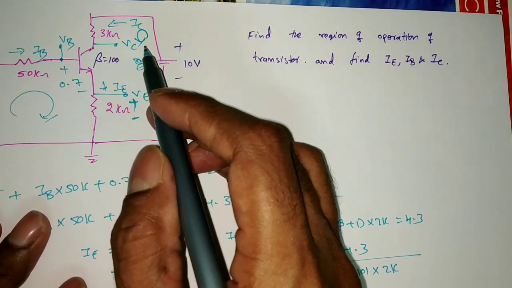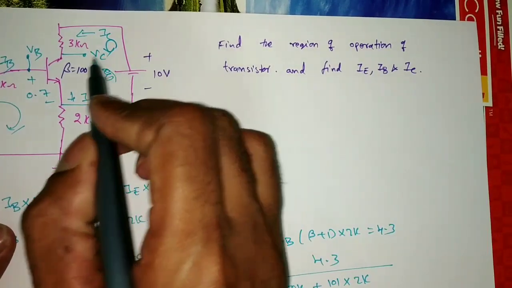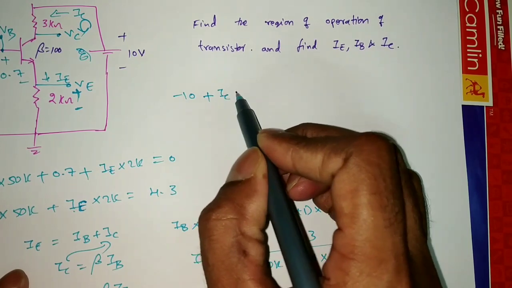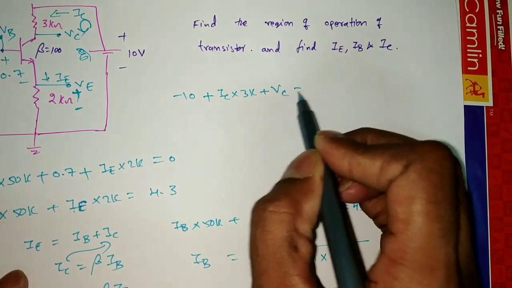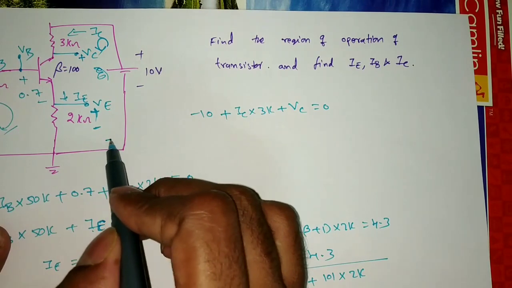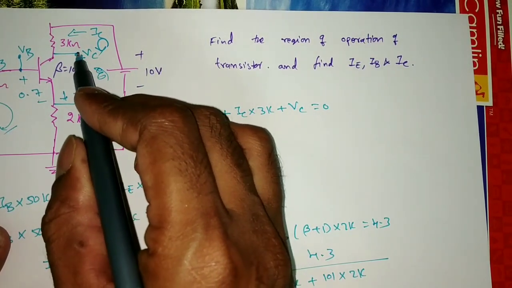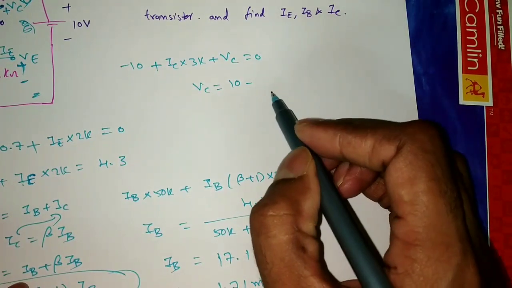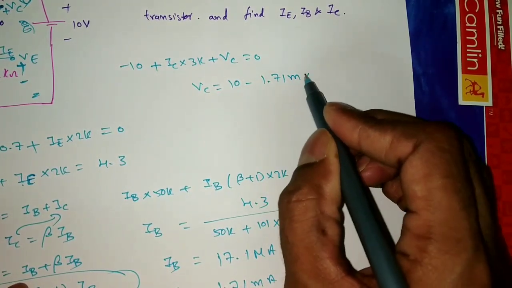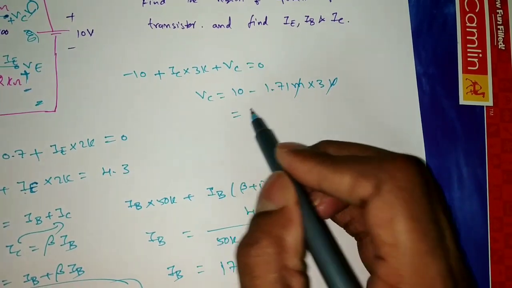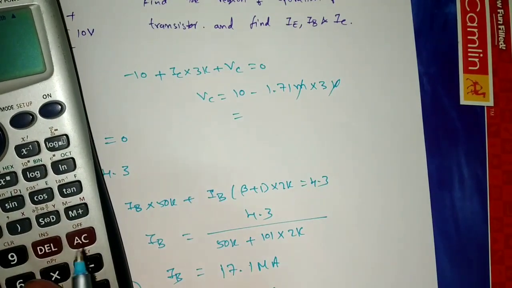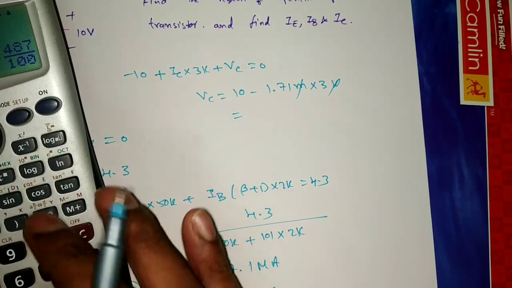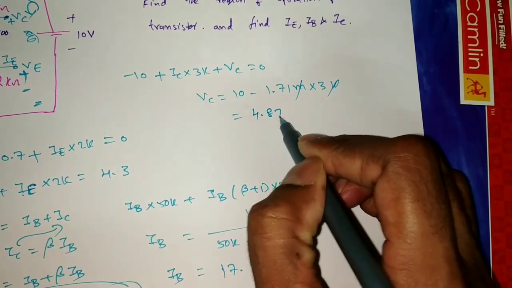And how to find VC finally? Simple. Apply KVL up to VC. So minus 10 plus IC into 3 kilo plus VC is equal to 0, from this terminal to the reference terminal. So VC is equal to 10 minus IC into 3 kilo. We got 1.71 milli into 3 kilo, kilo and milli cancel out. So 10 minus 1.71 into 3, it is 4.87 volts.